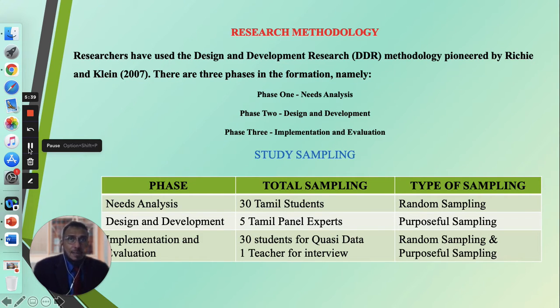For the study sampling, in the need analysis we used 30 Tamil students as a random sampling. In phase 2, design and development, we used 5 Tamil panel experts throughout Malaysia. We chose 5 Guru Cemerlang of Bahasa Tamil to evaluate the Sorcuviam technique. And in the implementation and evaluation, we got data from a total sampling of 30 students for our quasi-experimental data, and 1 teacher for interview. The types of sampling that we used are random sampling and purposeful sampling.